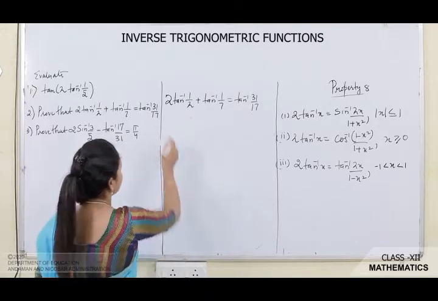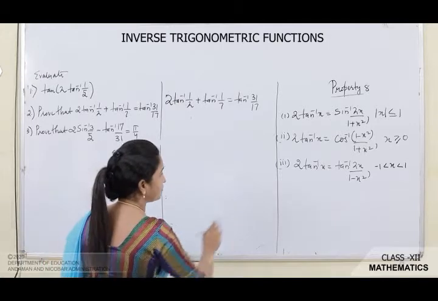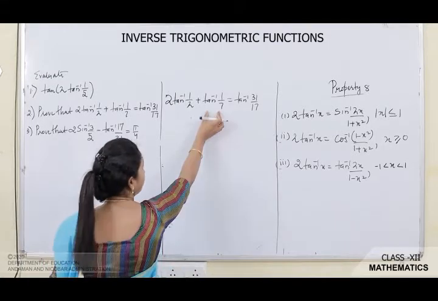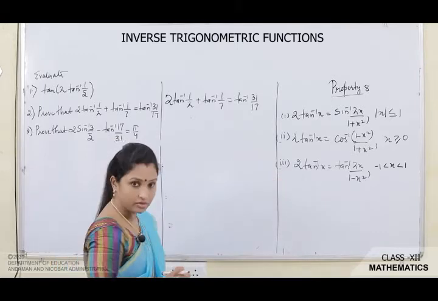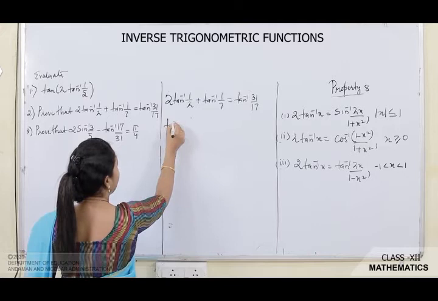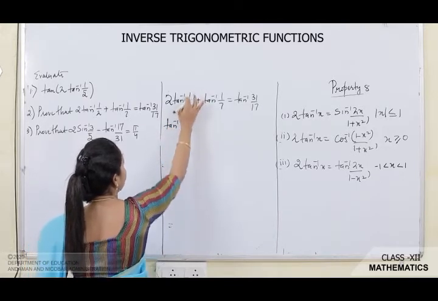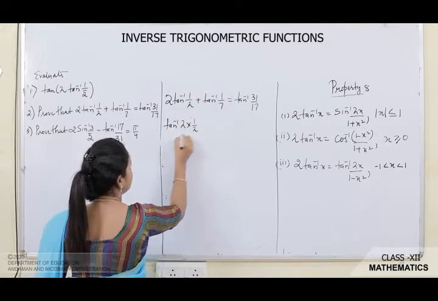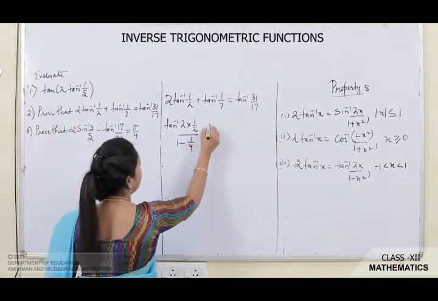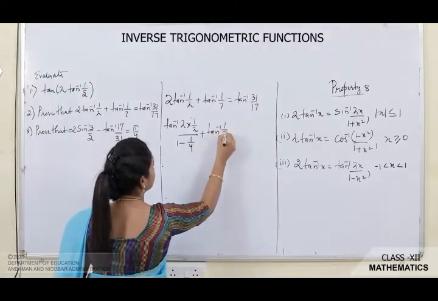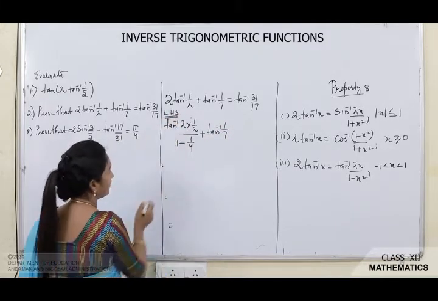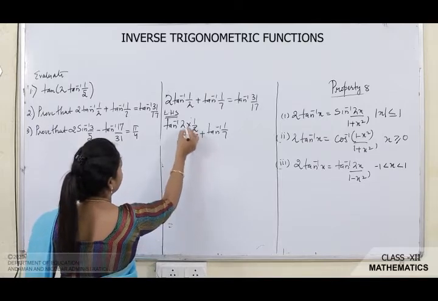Okay. So 2 tan inverse half. What is the value of 2 tan inverse half in terms of tan? Since here it is tan, it's better to use the third one, that is 2 tan inverse x. You can write it down as tan inverse 2 into half, by 1 minus half square, which is 1 by 4, plus tan inverse 1 by 7. I am taking LHS here.